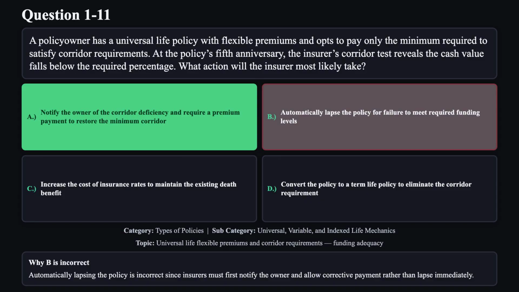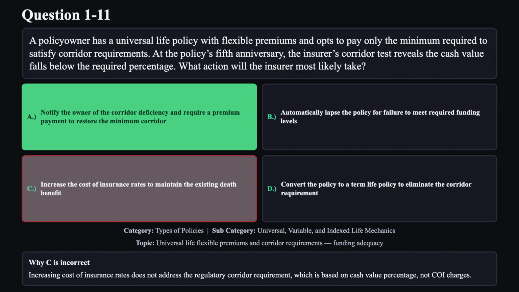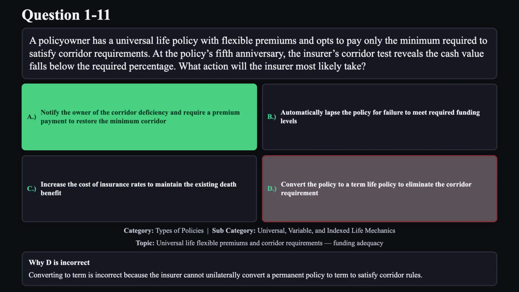Reason B is not correct. Automatically lapsing the policy is incorrect, since insurers must first notify the owner and allow corrective payment rather than lapse immediately. Reason C is not correct. Increasing cost of insurance rates does not address the regulatory corridor requirement, which is based on cash value percentage, not COI charges. Reason D is not correct. Converting to term is incorrect because the insurer cannot unilaterally convert a permanent policy to term to satisfy corridor rules.